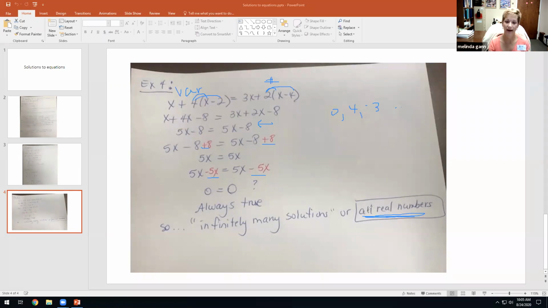Now, sometimes the back of the book will put all real numbers, and sometimes the back of the book will put infinitely many solutions. Those are just two ways of saying the same thing. Remember, infinitely many means too many to count. Okay? I'm going to put all real numbers. But notice the back of the book may put this sometimes and that sometimes. Okay? Hopefully that'll make your homework go just a little more smoothly.